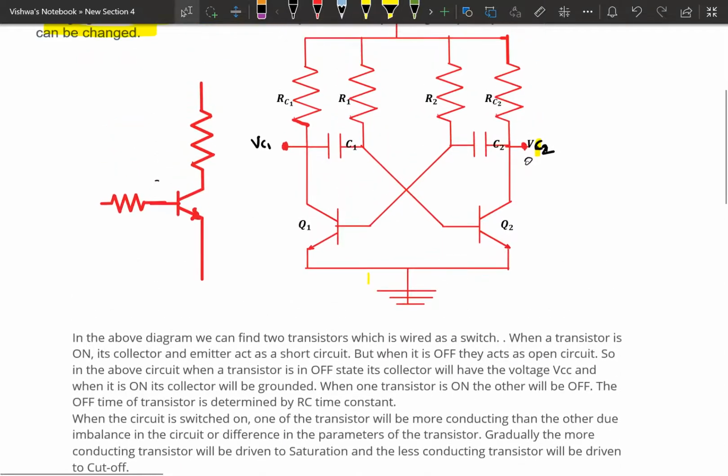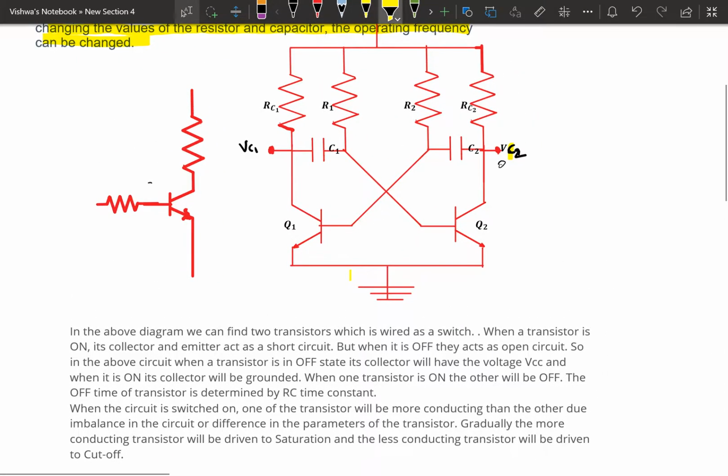Okay, this is the circuit diagram of the astable multivibrator. Here RC1, R1, R2, RC2 are the resistors, C1, C2 are the capacitors, and Q1, Q2 are the transistors. And this is the transistor diagram, showing how it works.